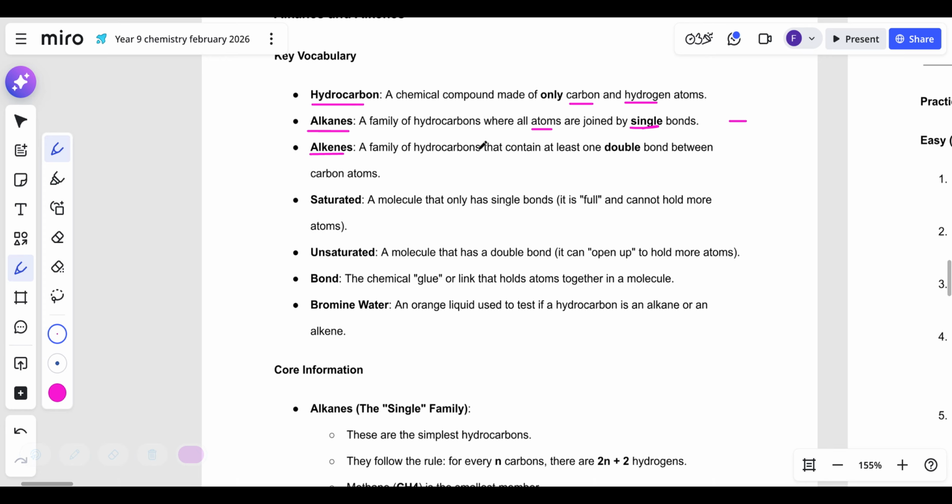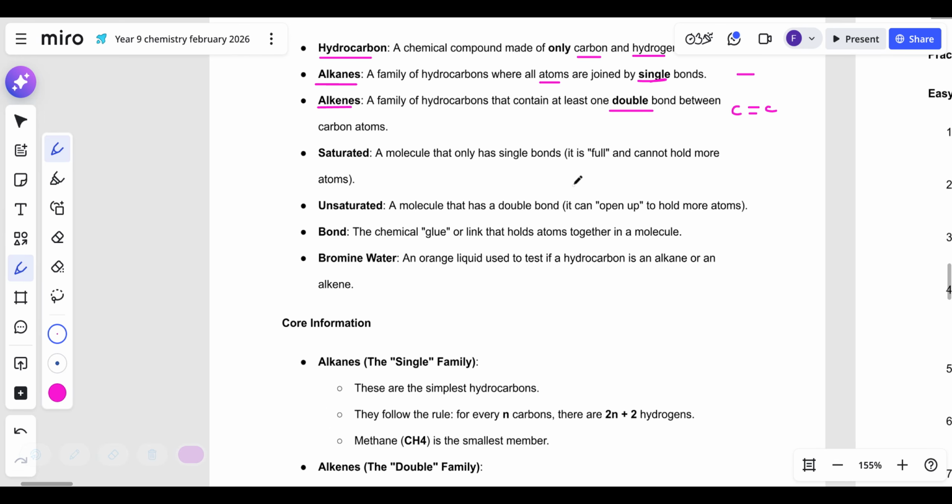Alkenes, a family of hydrocarbons that contains at least one double bond between 2 carbon atoms. Well, what does that mean? It means I'm going to have 2 carbon atoms and a double bond like this. Okie dokie. Saturated, a molecule that only has single bonds. That means alkanes, not alkenes. It is full and cannot hold more atoms.